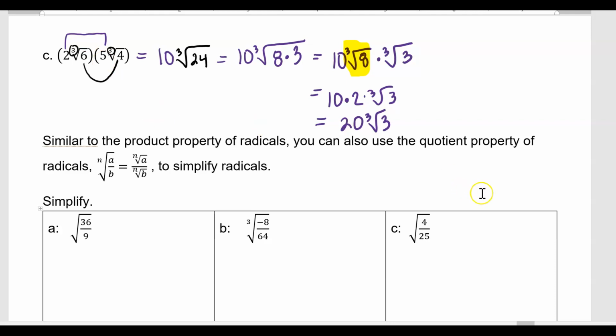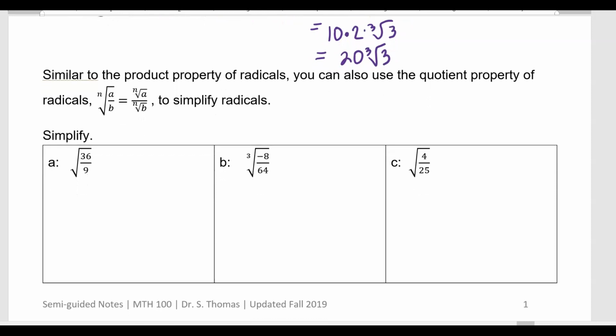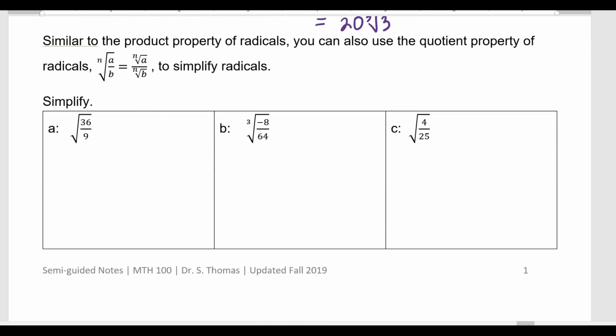Similar to the product property of radicals, you can also use the quotient property of radicals, where you have a radical with a fraction under it, and then you can split it up as 2 radicals, right? So again, it works the same way with division as it worked with multiplication. So let me show you what we mean.